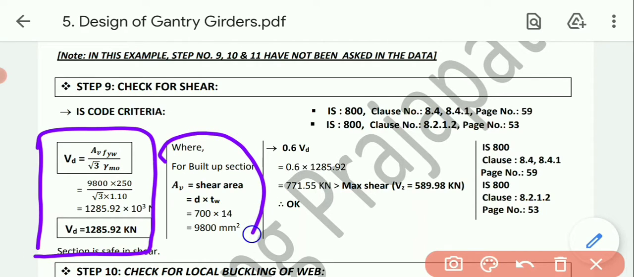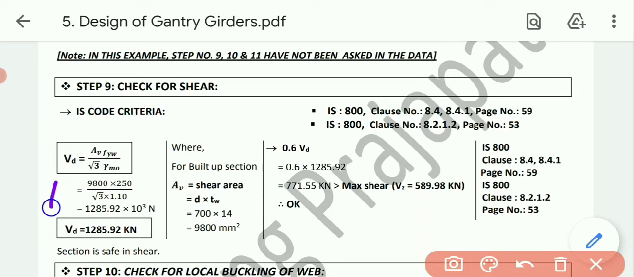So first of all, VD is Av fy divided by root 3 gamma m0. Av stands for the shear area. For a built-up section, shear area is nothing but the area of the web, that is d multiplied by tw. Depth of web is 700, thickness of web is 14, so the answer is 9800. Let's put this value in the formula: Av 9800, fy 250, root 3, gamma m0 1.10. By simplifying, we get 1285.92 into 10 raised to 3 Newton. Let's convert it into kilonewton, multiplied by 10 raised to minus 3.